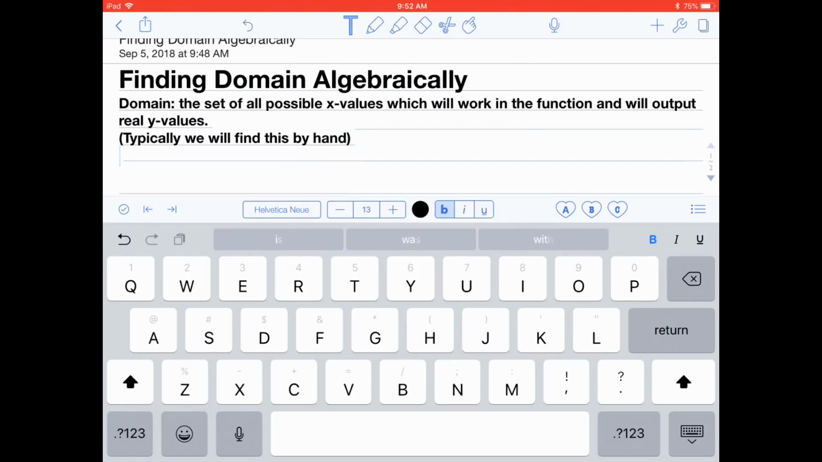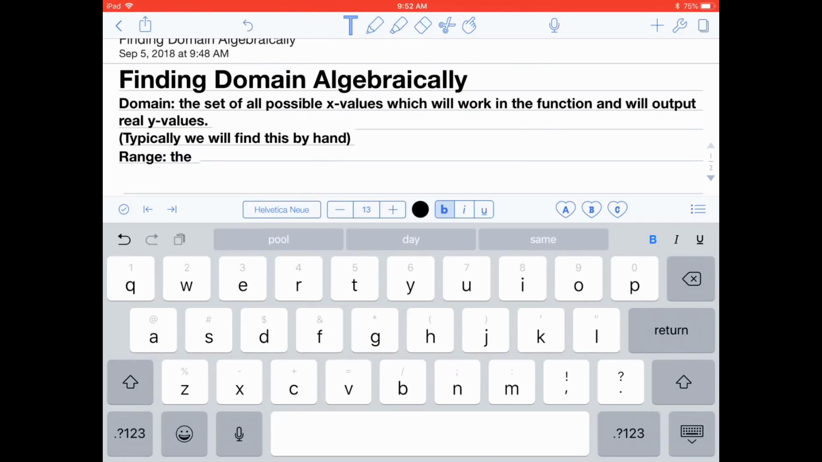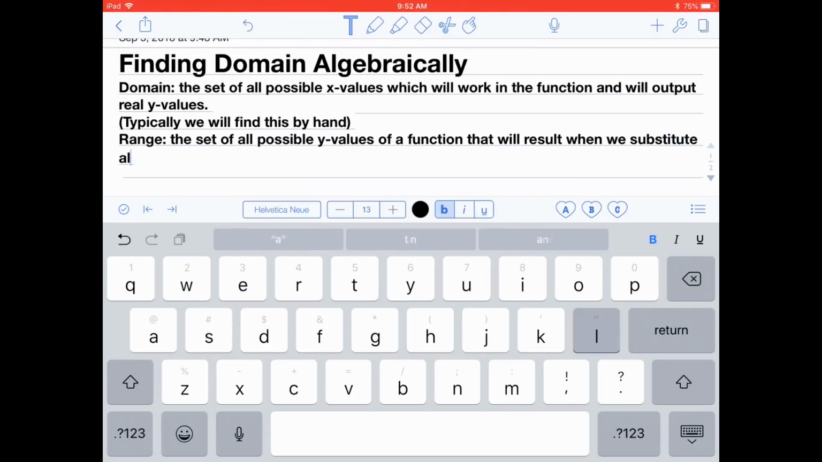Alright, so domain. The range is the set of all possible y values of a function that will result when we substitute all of the possible x values into the function. So the domain are the x values that you're allowed to plug in. The range is the y values you get when you plug those x values in.